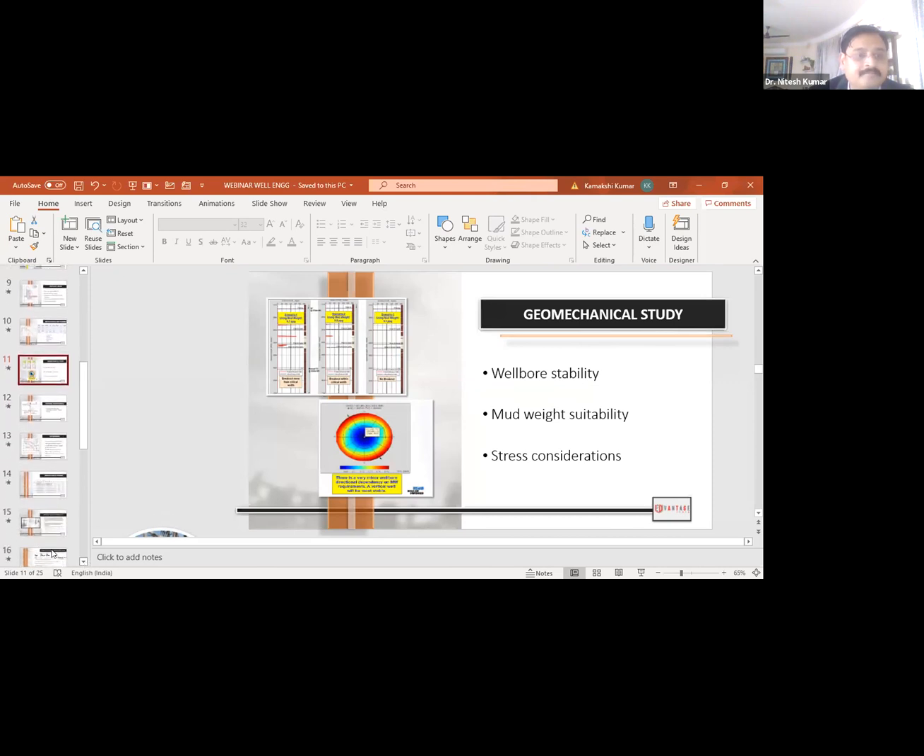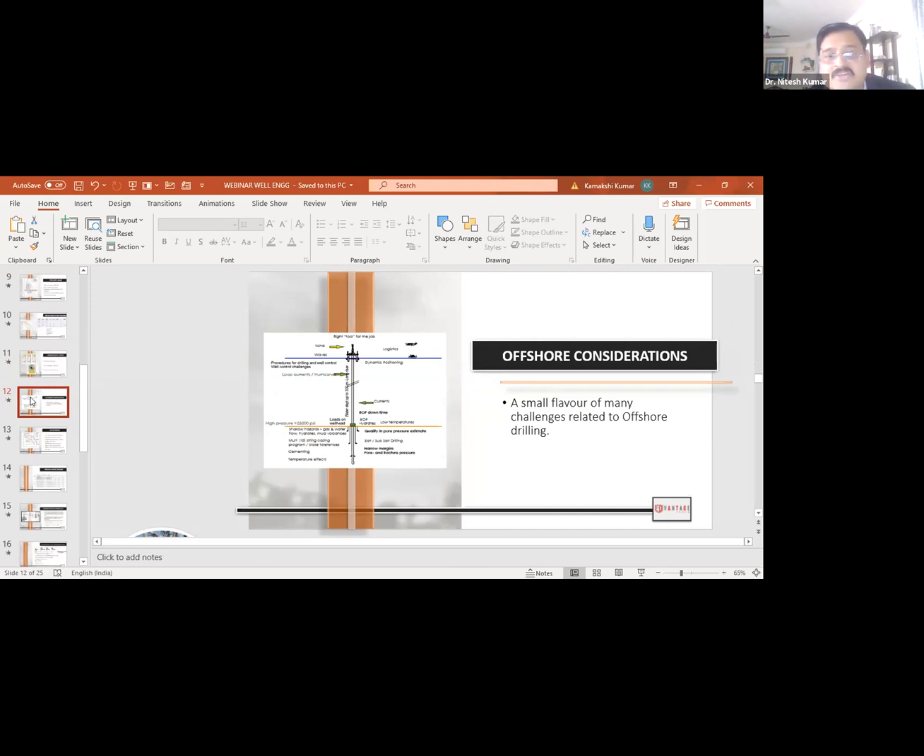Having said that, the next thing we are talking about is offshore considerations. So like I told you, well planning can be for an onshore well or for an offshore well, right? So when we say an offshore well, what are the special challenges? Wind, waves, environmental loading. What does that mean? These forces do make a difference to your offshore vessel and the loads which are eventually transmitted to your wellhead system and the BOP.